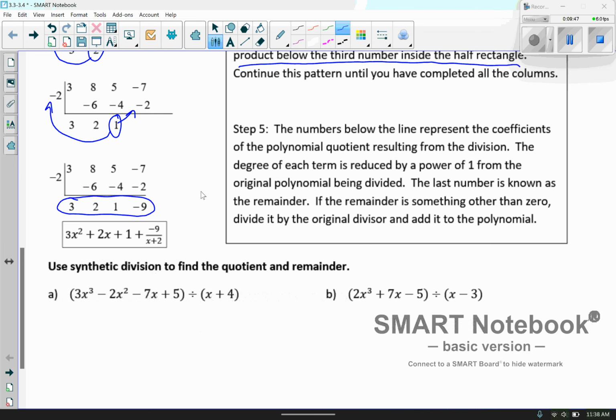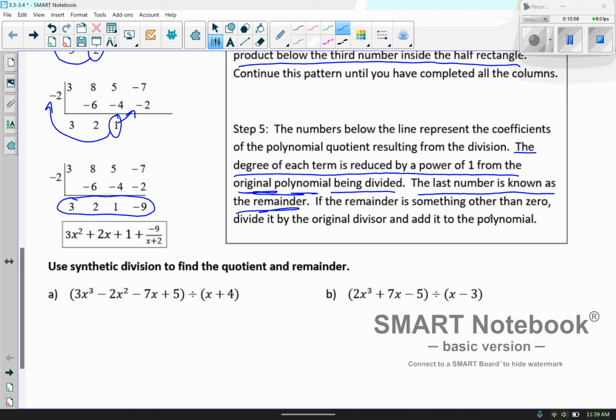So the numbers below the line represent the coefficients of the polynomial quotient resulting from the division. The degree, this is important, the degree of each term is reduced by a power of 1 from the original polynomial being divided. The last number is known as the remainder.